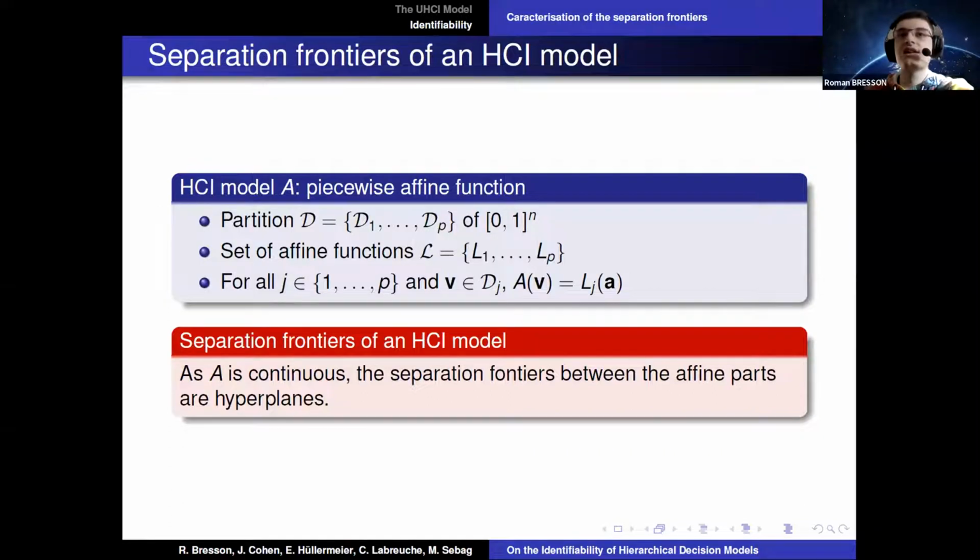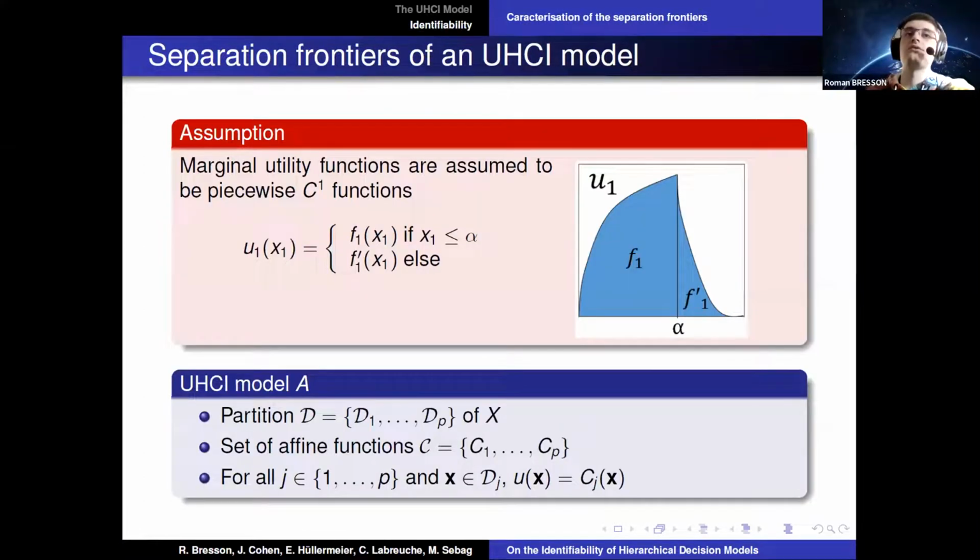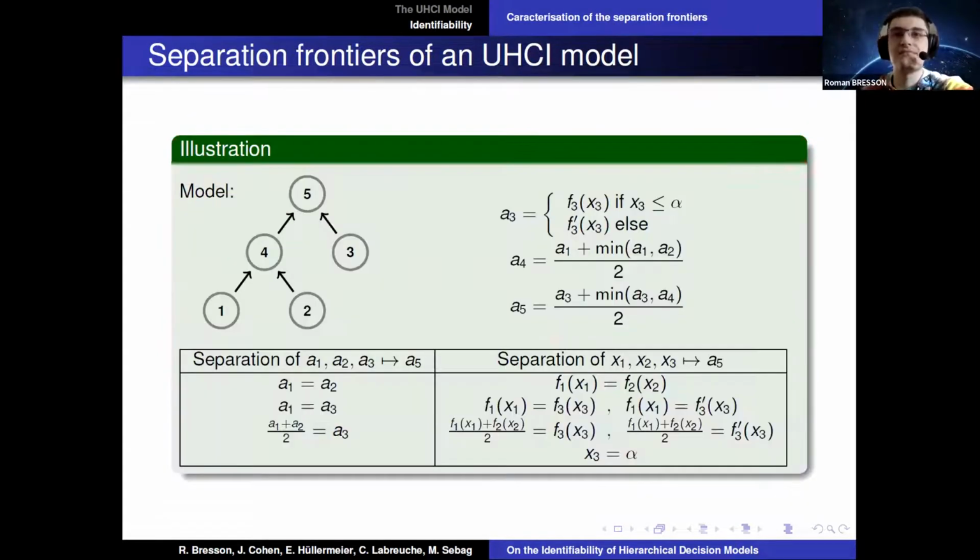In the case of the HCI, as we saw, the CI is a piecewise convex sum, and so the HCI is also a piecewise convex sum with slightly more complex borders, because the frontiers, the affine regions, are now hyperplanes. Assuming that the marginal utilities are continuous and piecewise C1, which is not a very strong assumption in decision aiding, for instance, you then have a UHCI, which is a piecewise C1 function with C1 borders.